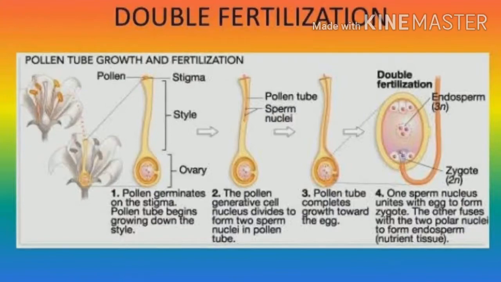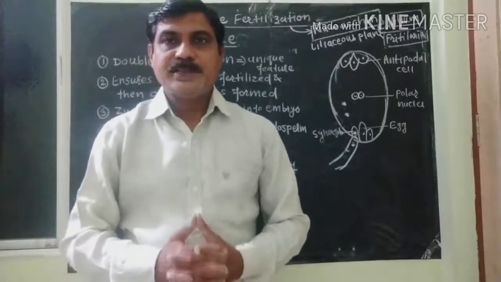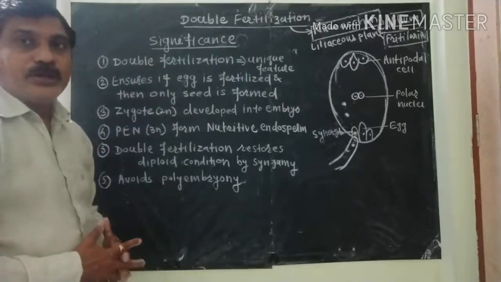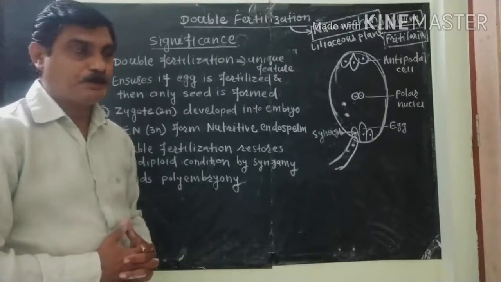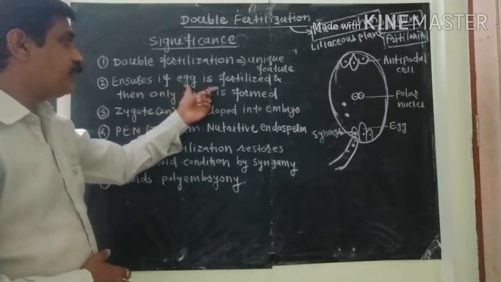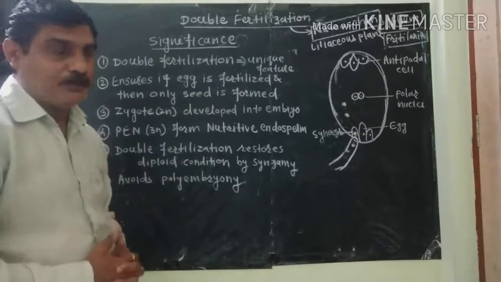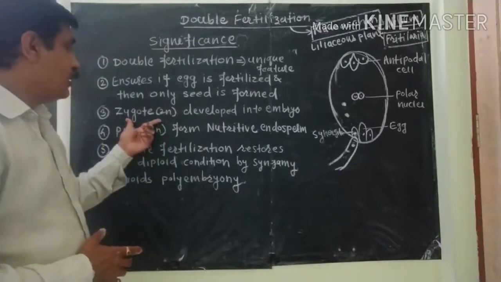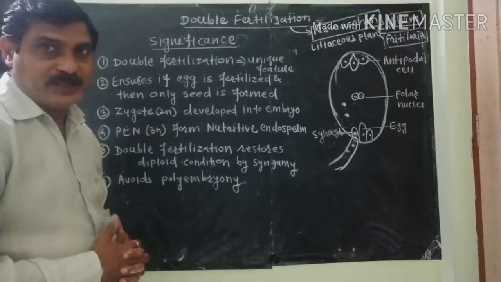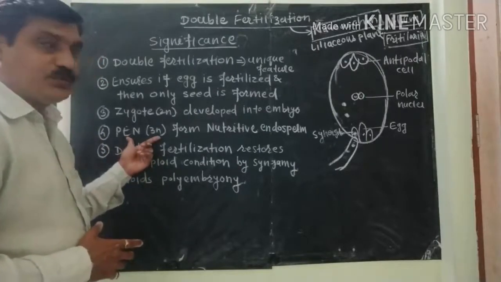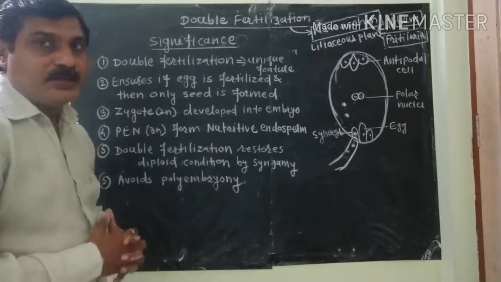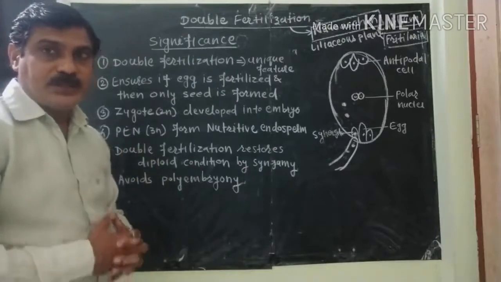Then the significance of double fertilization. The first significance is that it is the unique characteristic feature of angiosperms. The second significance is that double fertilization ensures that if the egg is fertilized, then only the seed is formed. Third, the zygote, which is the result of syngamy, develops into the embryo after fertilization. Then the primary endosperm nucleus, which is triploid, forms the nutritive endosperm after fertilization, and the primary endosperm nucleus is the result of triple fusion.